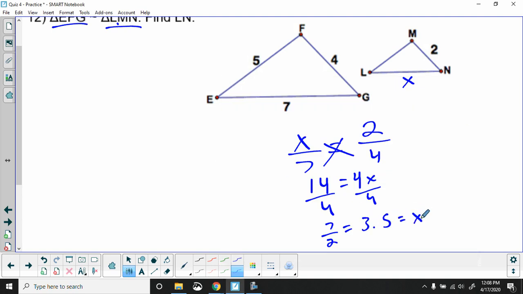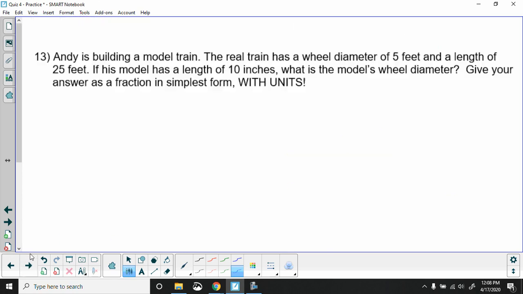Andy is building a model train. Model train. Let's see. Iron skirt in the front. There's a train. I guess it's a train. Little thing spinning around. Smokestack. Man, that is a bombing train.